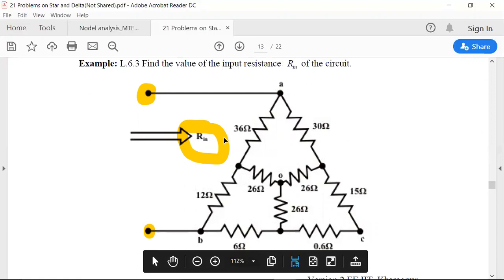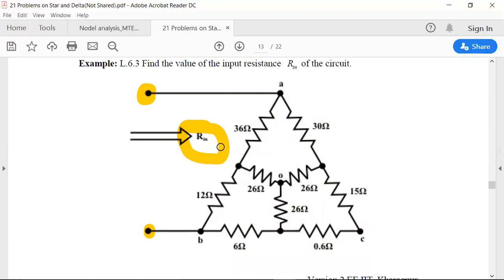For this, what are the ways for the reduction of this network? Either you can apply series, parallel, or star to delta, delta to star techniques. Which techniques are suitable for this circuit? So let's analyze. Is there any possibility of applying series and parallel for this? Are these two resistors connected in series? No. Connected in parallel? No. What about this? Not series, not parallel. What about this? Not series, not parallel.